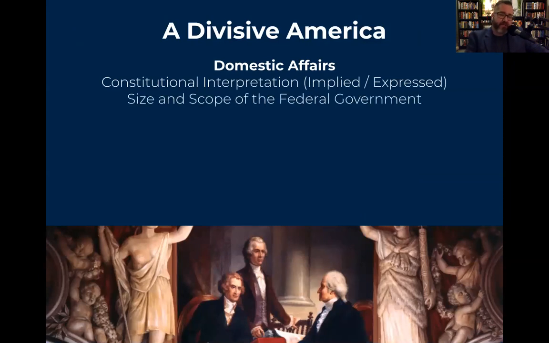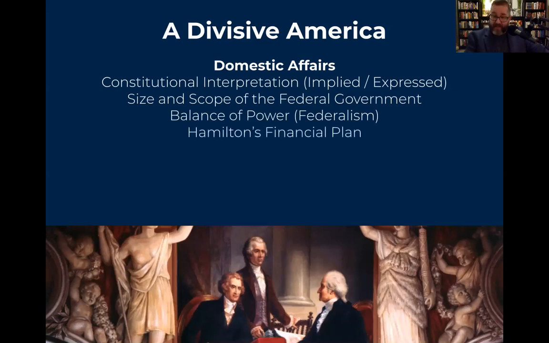Constitutional interpretation is going to be challenged: the size and scope of the federal government, based on the balance of powers of federalism. There's Hamilton's financial plan in place, as well as rapid westward expansion. People keep moving west.